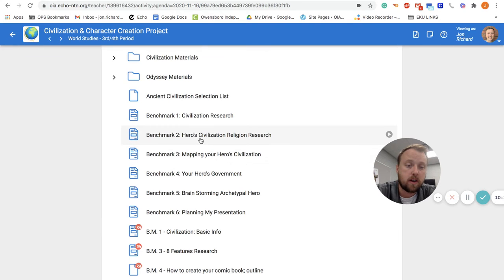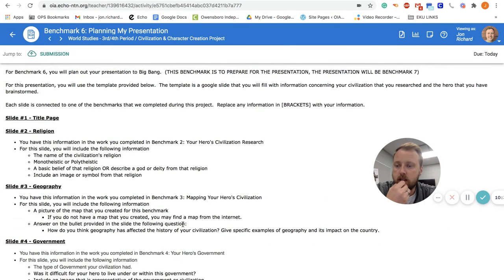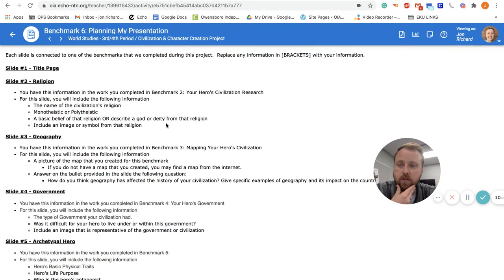And that information is there for you in benchmark two, because you copied that template and have that information available to you. So let's go back to benchmark six. It's very easy to find this information. It kind of works out that slide two goes with benchmark two, slide three goes with benchmark three, four goes with four, five goes with five. I didn't do that on purpose, but it worked out.